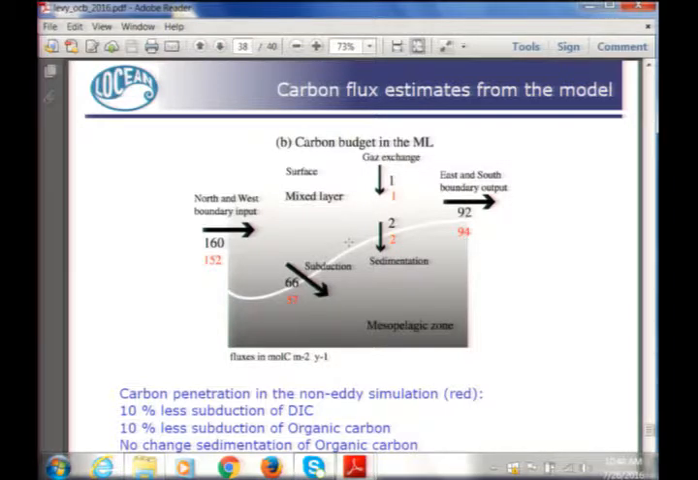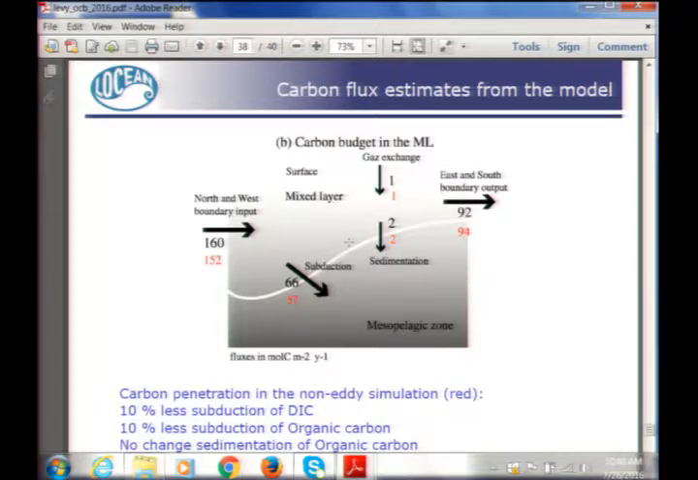The biology is not changed very much in this region, surprisingly, when you remove the submesoscales. So sedimentation remains more or less the same, and the subduction is slightly reduced by the order of 10%. So we have a small reduction in the subduction when we remove the submesoscale. This, of course, is only a very regional study. The only thing we can conclude from this is that we need more observations of this submesoscale subduction.